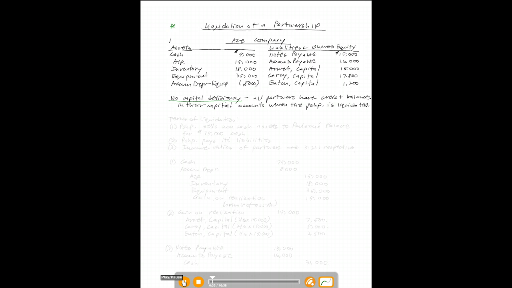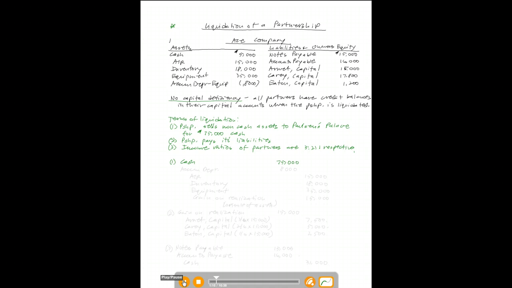So let's do an example of a liquidation, the journal entries that you would have when this is the case, when there's no capital deficiency. So the terms of the liquidation are, first, the partnership sells non-cash assets to Paulson's Palace for $75,000 in cash. Okay, so let's do the journal entry for that. So they're going to debit cash for $75,000. Now that means all of the non-cash assets have got to go.